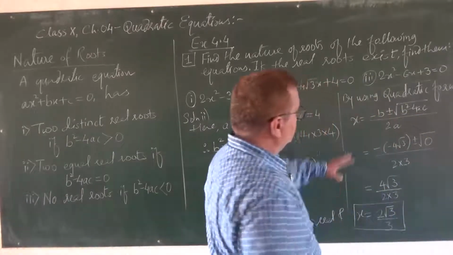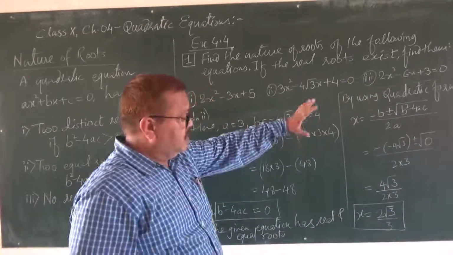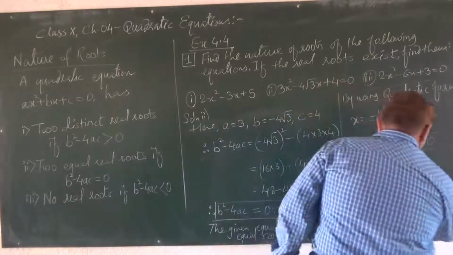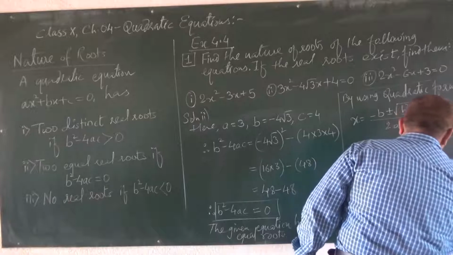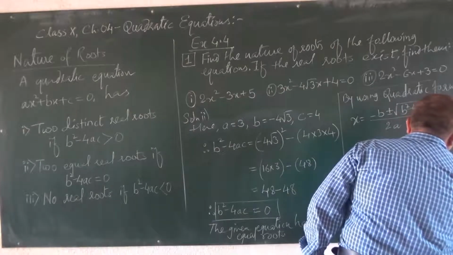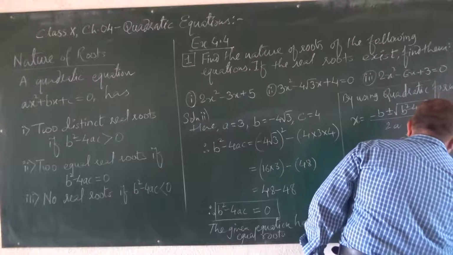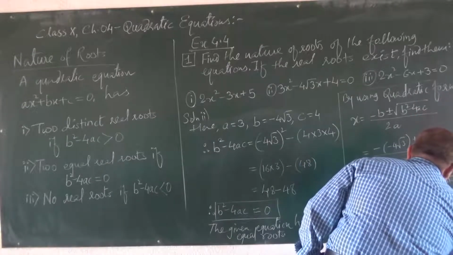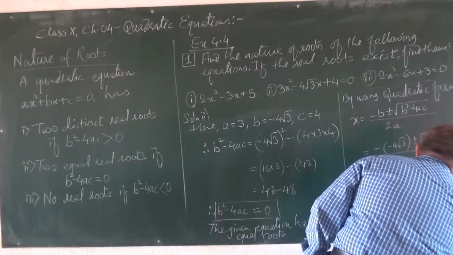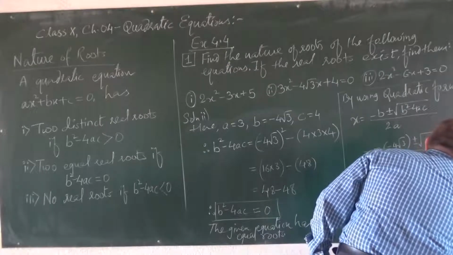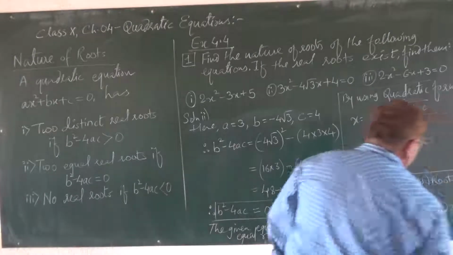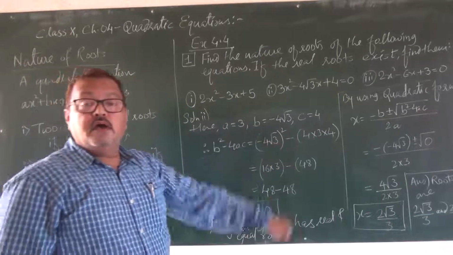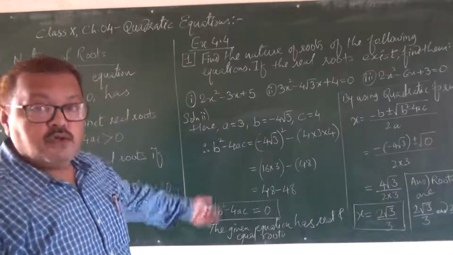So how are the roots? The roots are equal, so the other value is also the same. So the answer you can write: the roots are 2 root 3 upon 3 and the same, 2 root 3 upon 3. Okay. Hope you have understood this example. You can note down this.